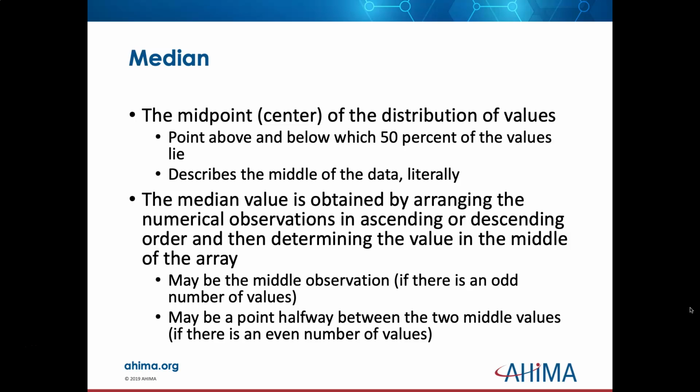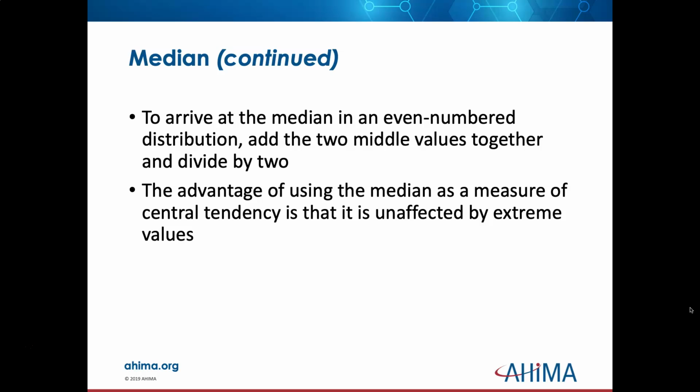Median is the midpoint or center of the distribution of values. So it's trying to give you the middle of the data, literally. The median value is obtained by arranging the numerical observations in ascending or descending order and then determining the value in the middle of the array. To arrive at the median in an even number distribution, add the 2 middle values together and divide by 2. That's a quick, easy way to do it.